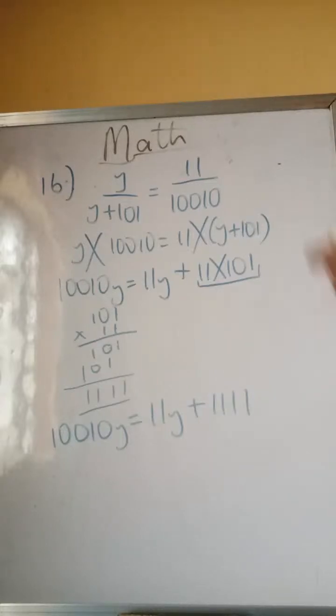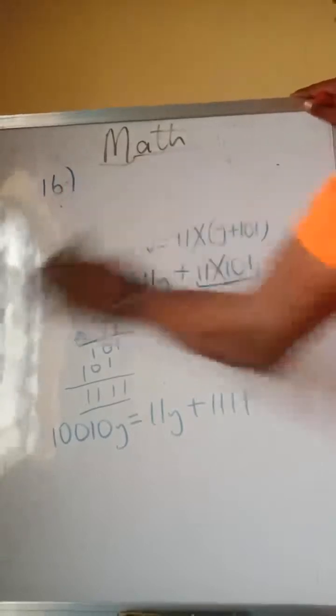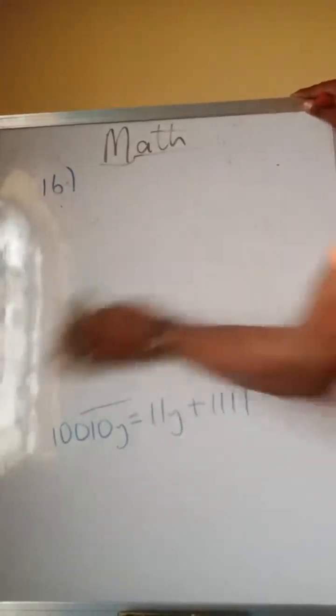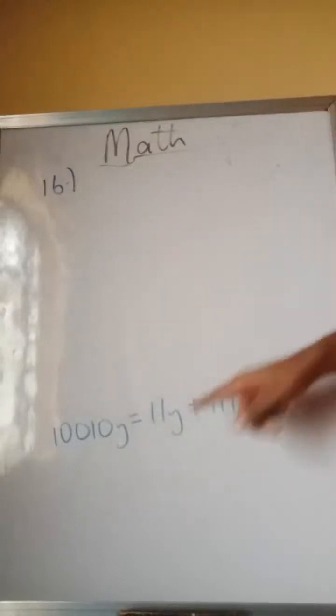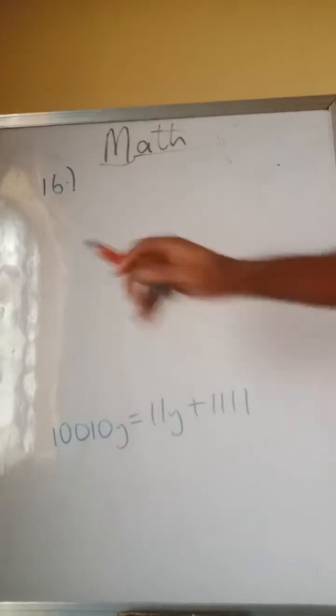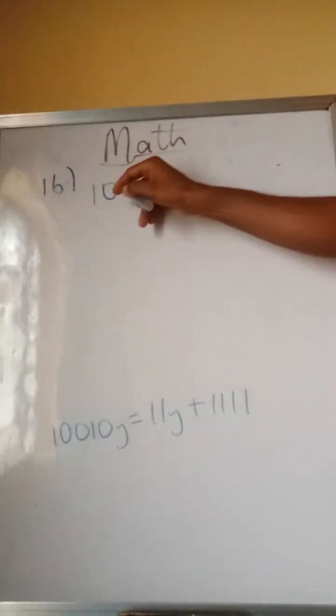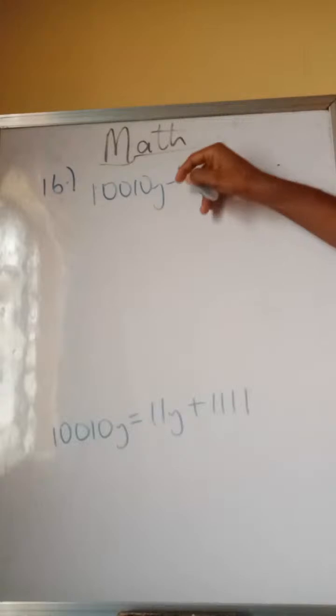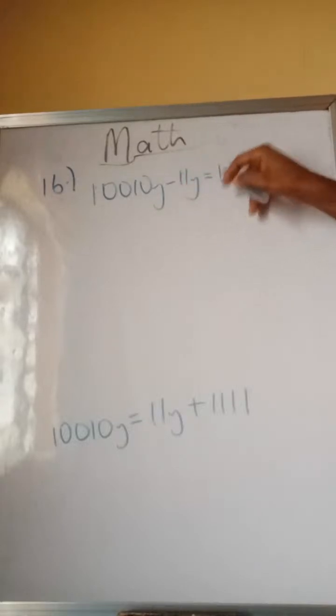Okay, so let's collect like terms, and in collecting terms, the 11y goes this way to meet its counterpart. You have 10010y minus 11y equals 1111.